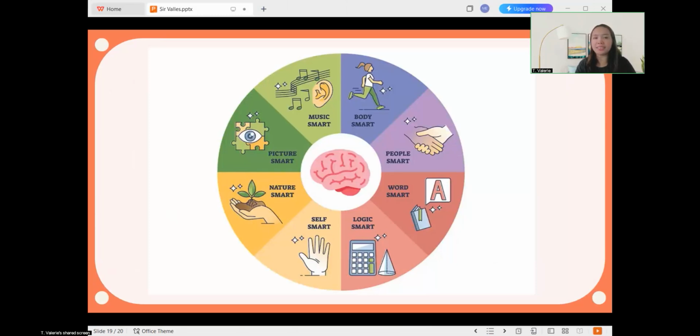Okay, now let's have existential intelligence. When we say existential intelligence, this means that the child has sensitivity and capacity to tackle deep questions about human existence, from the word existential, such as the meaning of life, why we die, and how did we get here. Now let's have interpersonal.